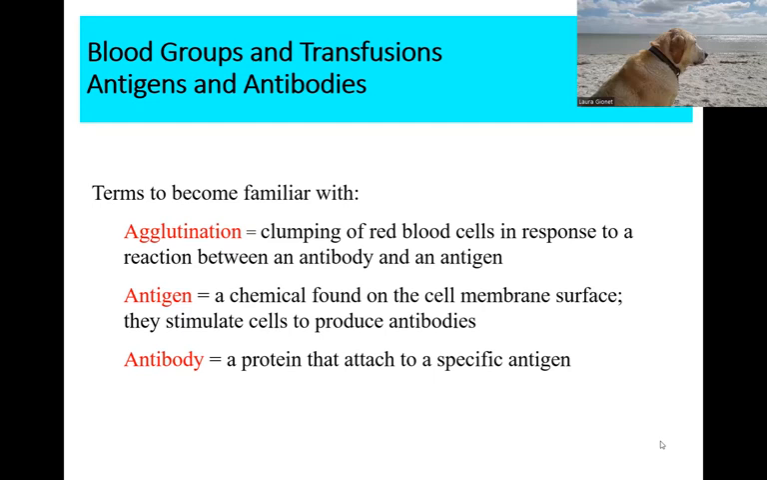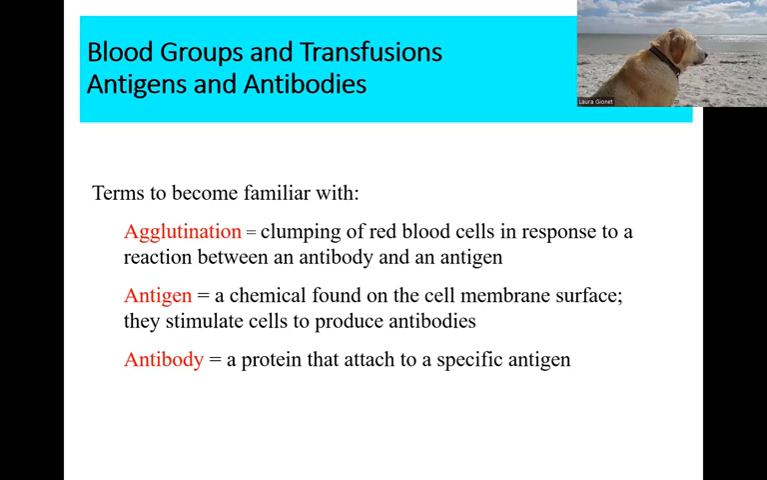All right, blood groups and transfusions, antigens and antibodies. So these are about the last 10 slides. We're going to talk about blood typing, and how you determine what a blood type is and what it is to be blood type A or blood type B.